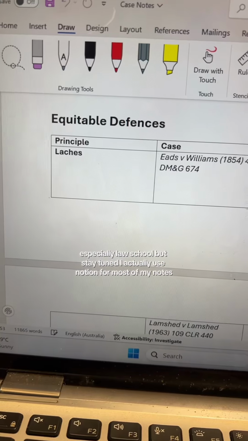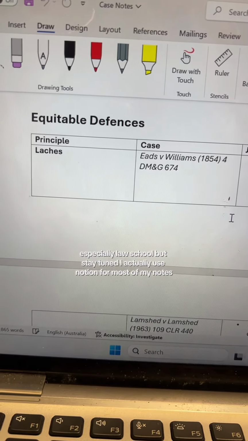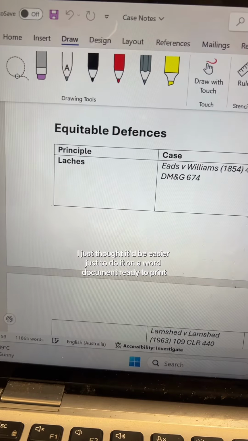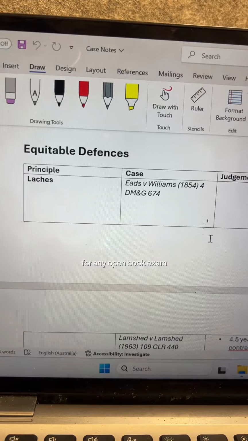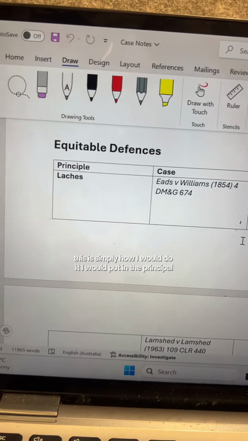I actually use Notion for most of my notes, except for this one. I just thought it'd be easier to do it in a Word document, ready to print for any open book exam. This is simply how I would do it.